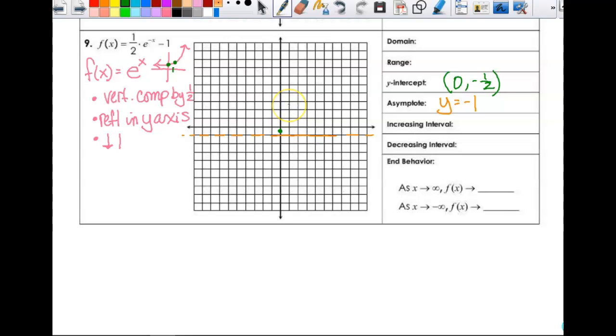So I'm right here. Vertical compression by 1/2. Well, I'd rather think of it as 2.8 instead of 2.7, so I can make it 1.4. Make sense? So I'm going to go to 1.4 because it's a vertical compression by 1/2, right? Reflect in the y-axis. This time I do reflect, and then I go down 1 to about right there.